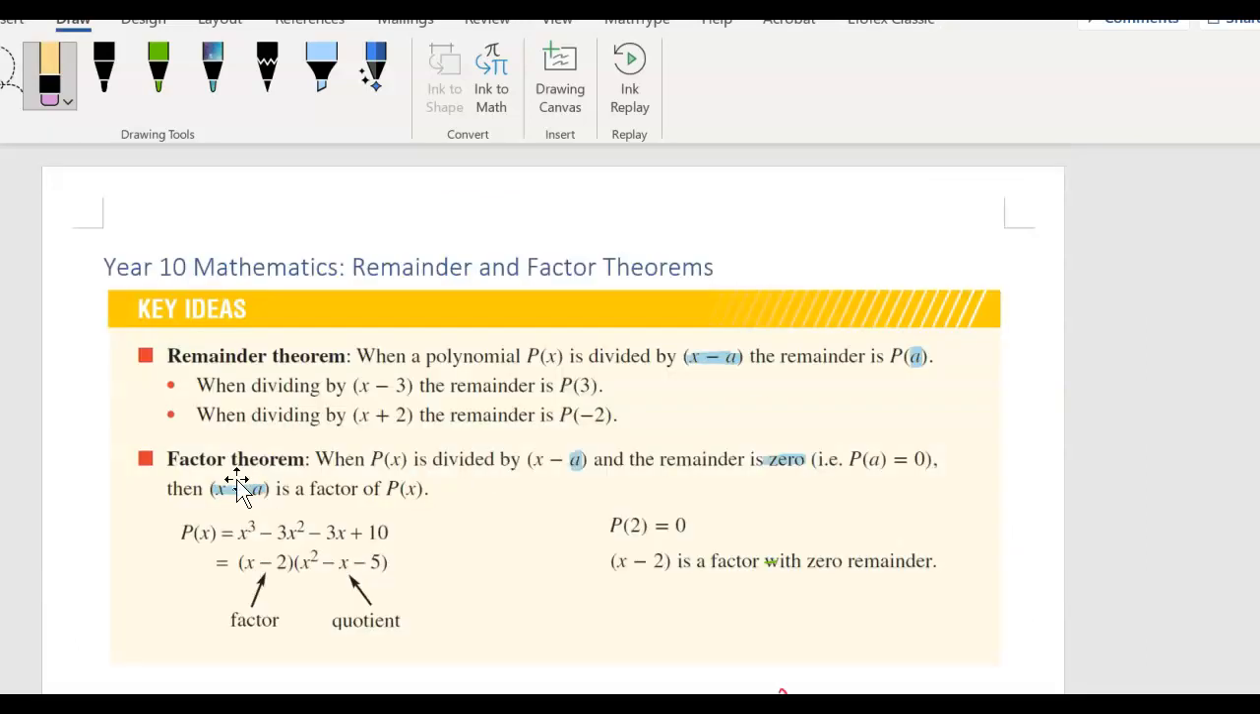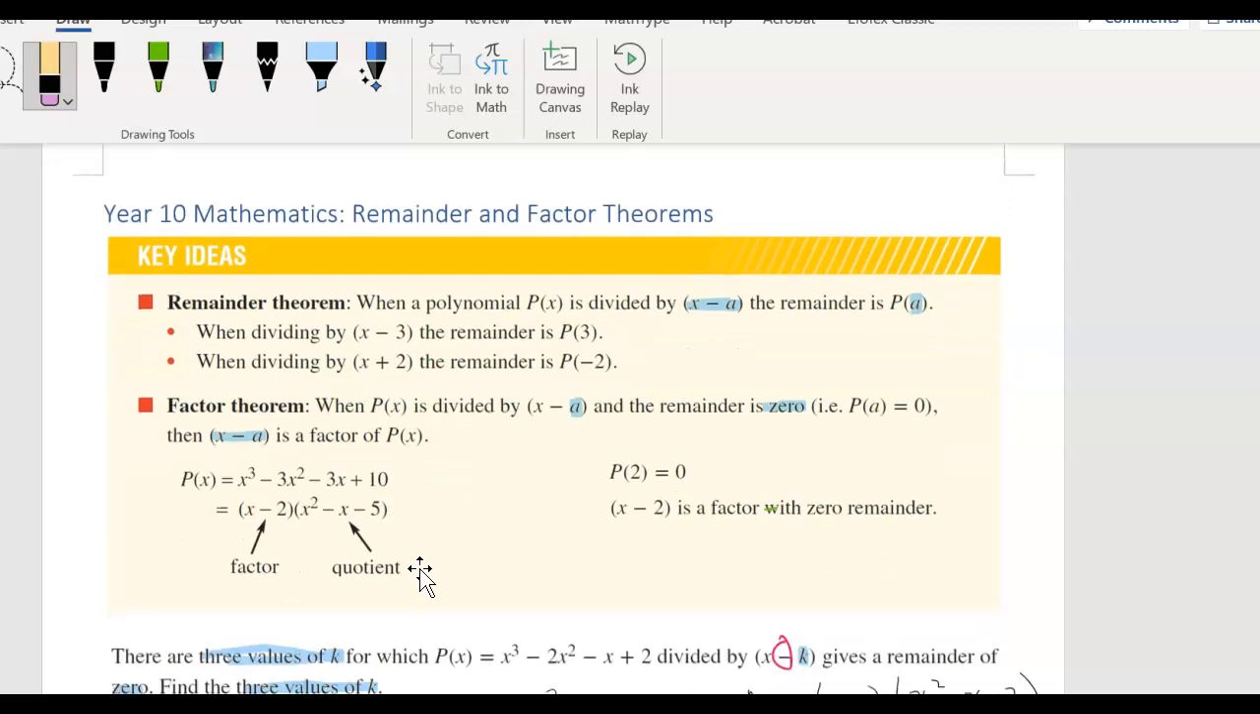All right, then your factor theorem. When your polynomial is divided by x minus a, and the remainder is 0, then x minus a is a factor. Okay, so that's what we did when we did the long division, showed it was equal to 0, and then we're able to factorize it. So that's why you want it equal to 0. All right, if you get a remainder that is not 0, then you can't put that polynomial in its factors.